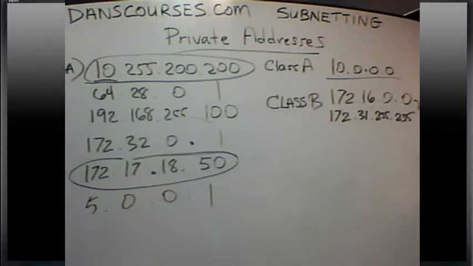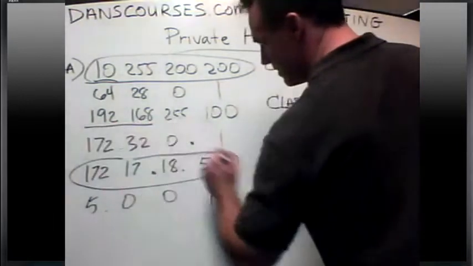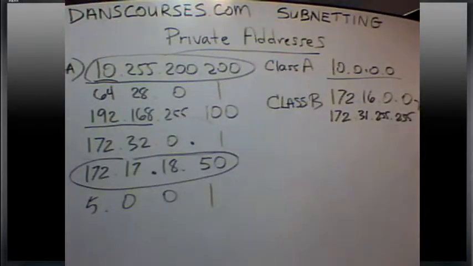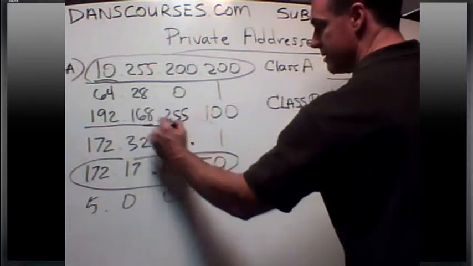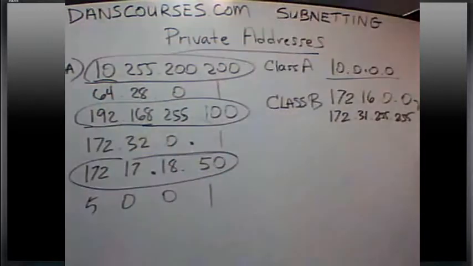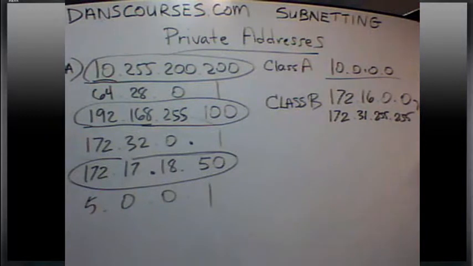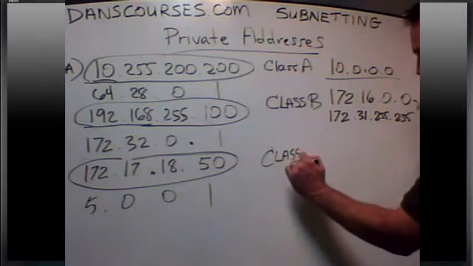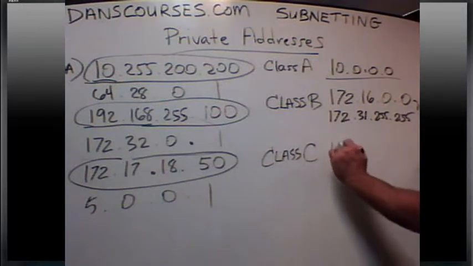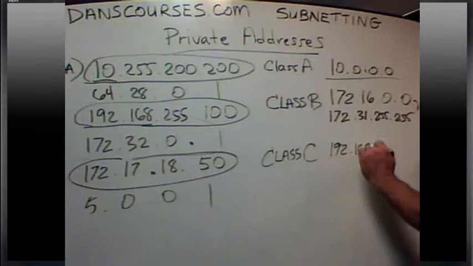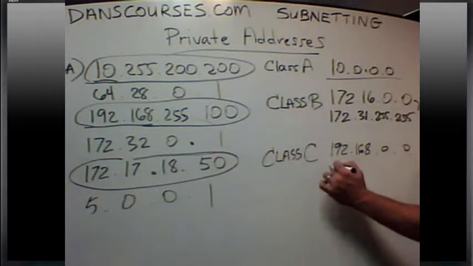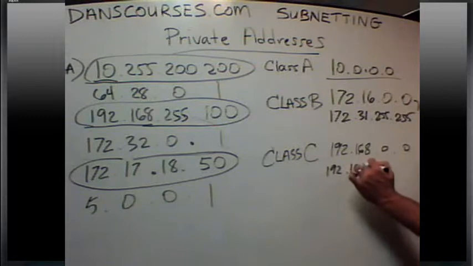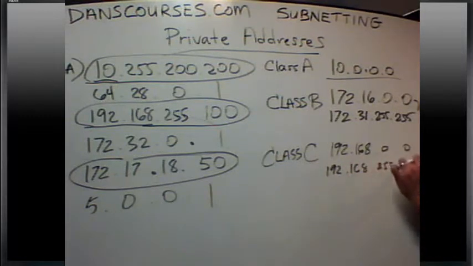The 192.168. If it starts with 192.168, it is a private address. So this 192.168.255.100 is a private address. Okay, Class C private address. You've probably seen it on your network at home. If it starts with 192.168.0.0 all the way up to 192.168.255.255, it is private, meaning it's not routable on the internet.